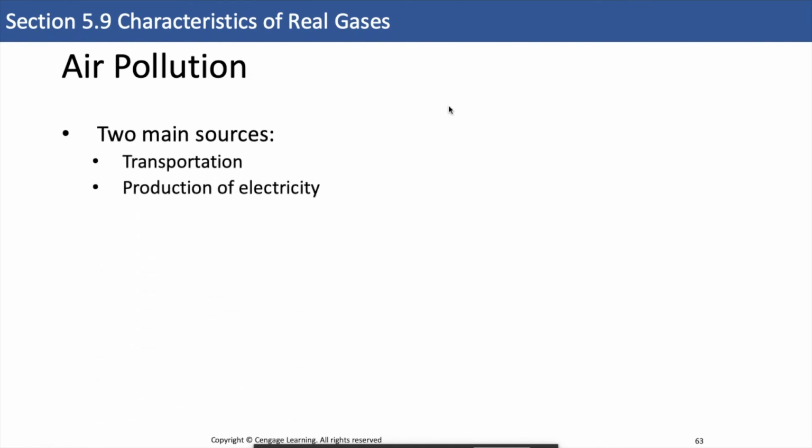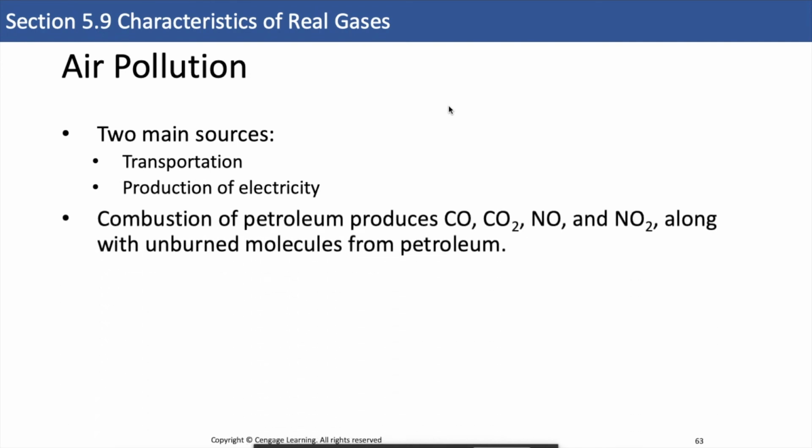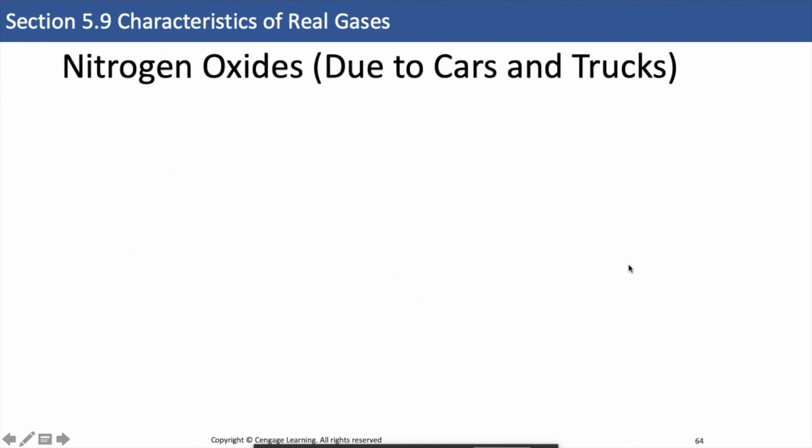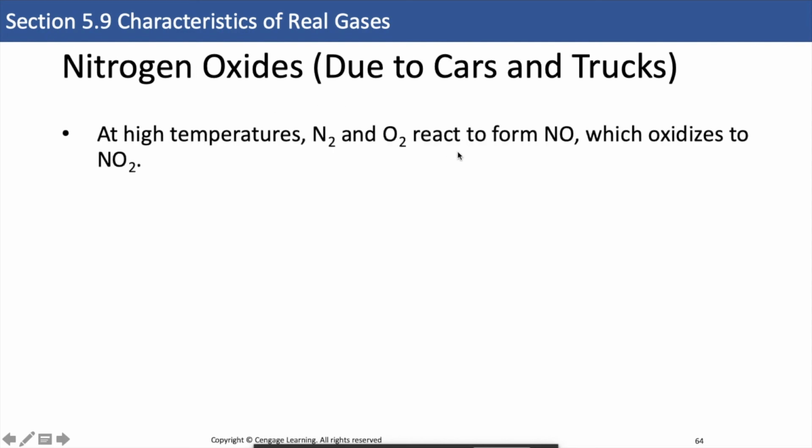So with air pollution, there are two major sources: transportation and producing electricity. When we combust petroleum, we get carbon monoxide, carbon dioxide, nitrogen monoxide and nitrogen dioxide, along with a lot of other unburned molecules from petroleum. Nitrogen oxides, due to cars and trucks: at high temperatures, nitrogen gas and oxygen gas will react to form nitrogen monoxide, which will oxidize to form nitrogen dioxide.